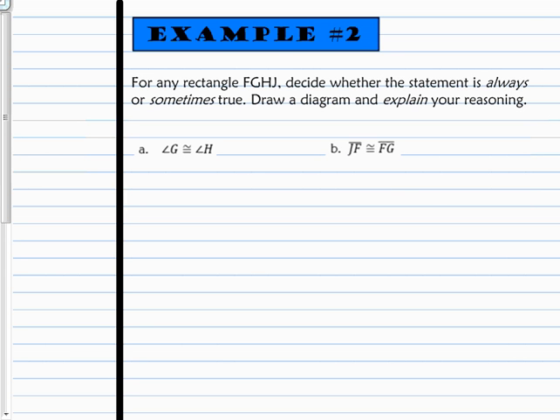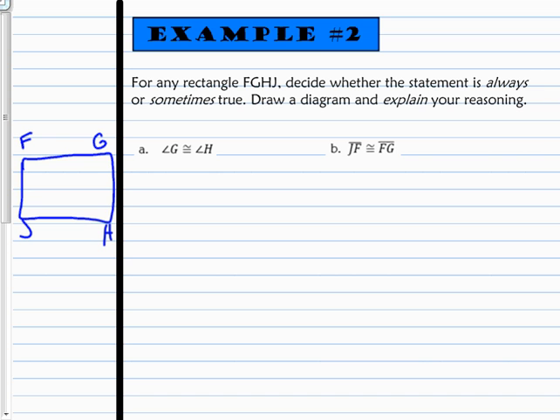Example 2, for any rectangle FGHJ, decide whether the statement is always or sometimes true. Oh, so either always true or sometimes true. And then draw a diagram and explain your reason. So let's go ahead and first of all, let's draw our rectangle over to the side. F, G, H, J. And remember, I told you to make sure you're naming them in a circle.